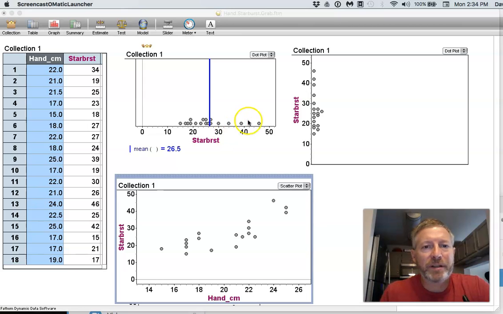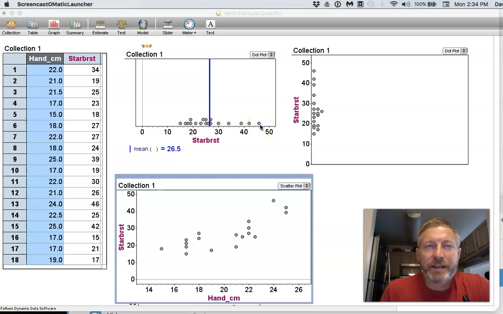So I collect a preliminary set of data. 18 students grabbed some Starbursts, and this was what they got. Everything from the mid-teens to the mid-40s. I could measure the standard deviation. I can certainly see the deviation. I can see the range is like 30.